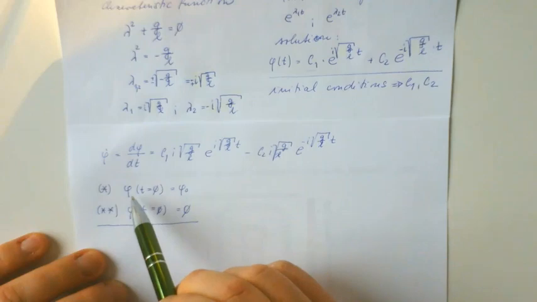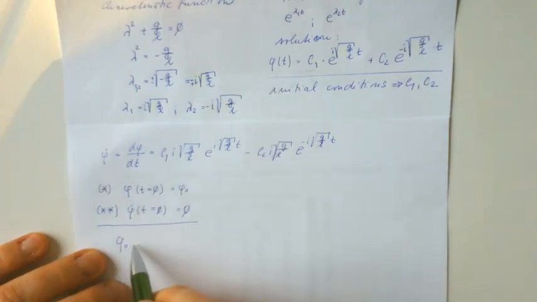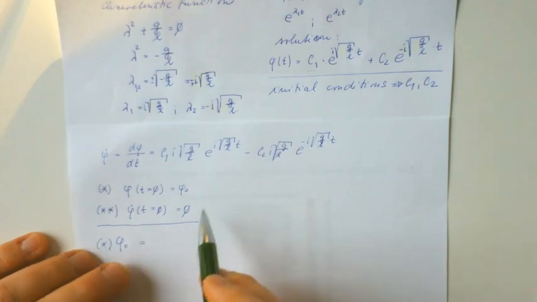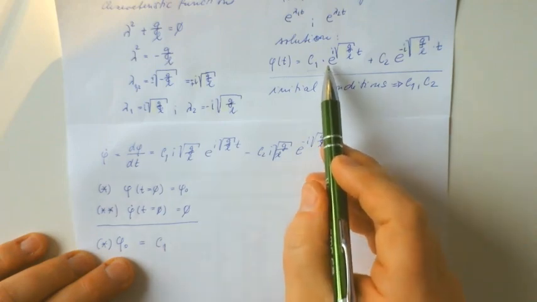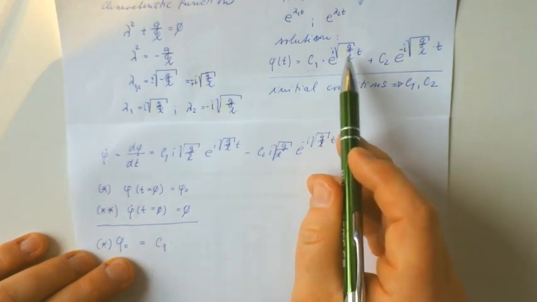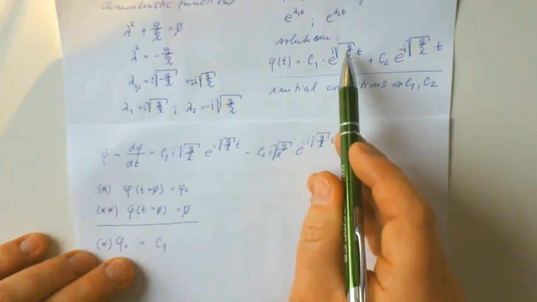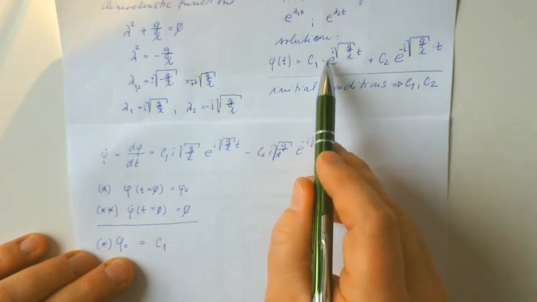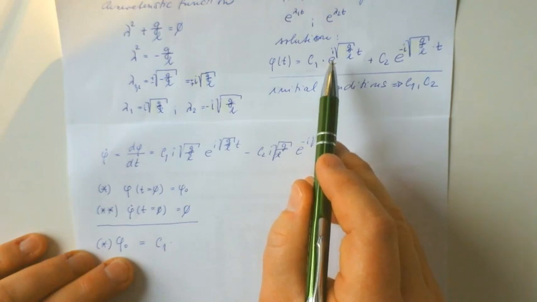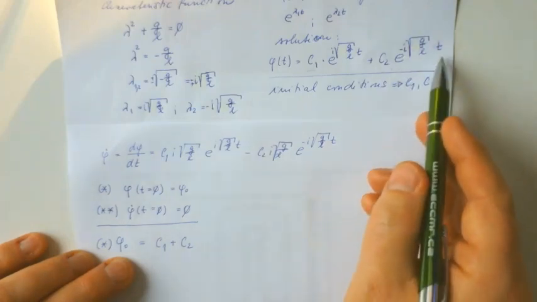So when we substitute the first initial condition to this equation, we get phi 0 is equal to C1 times e to the power of something times t. When time is 0, everything times 0 is 0 too, and everything to the power of 0 is 1, even if it is e. So e to the power of 0 is 1, so I don't write 1 here. Plus C2 times the same, it is also 1.